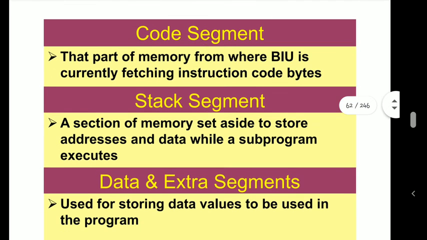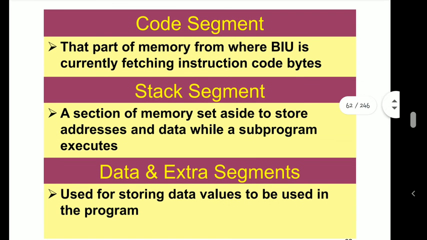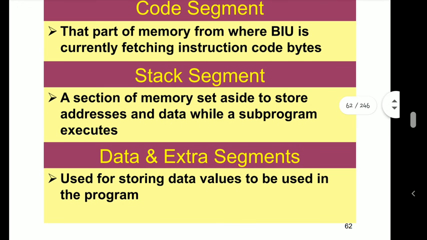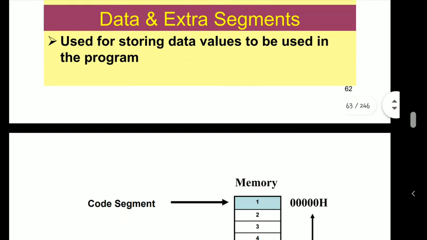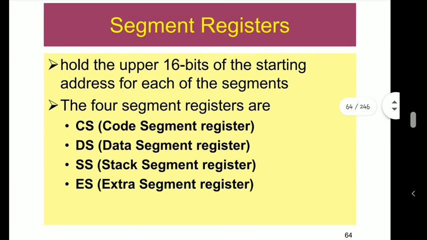The code segment is that part of memory where the bus interface unit is currently fetching instruction code bytes. The stack segment is the section of memory reserved to store addresses and data while a subprogram executes. The data segment is used for storing the data values to be used in the program. Segment registers hold the upper 16 bits of the starting address of each segment. The 4 segment registers are CS, the code segment register; DS, the data segment register; SS, the stack segment register; and ES, the extra segment register.